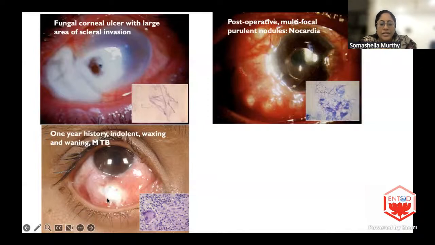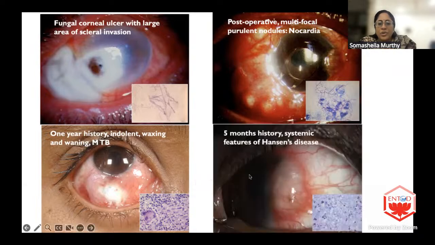So what I'm trying to say in a nutshell is that you can have these chronic cases where the bugs can be very different from what you've been studying in the Western literature. This is yet another patient. We do have patients with Hansen's disease. This patient had all systemic features of Hansen's disease and had this limbal nodule, which was actually communicating with the AC also.